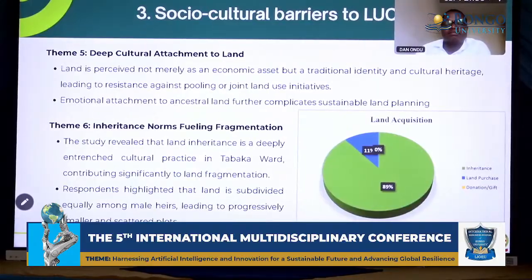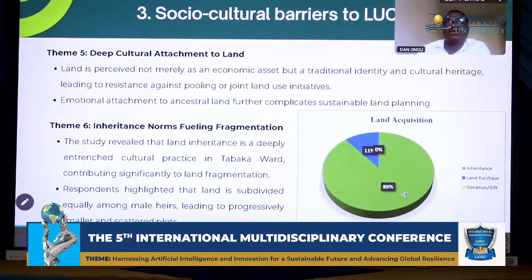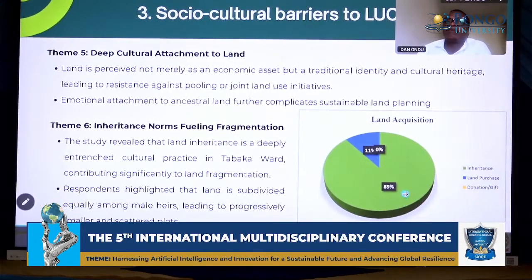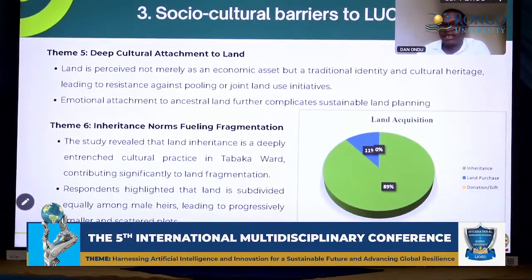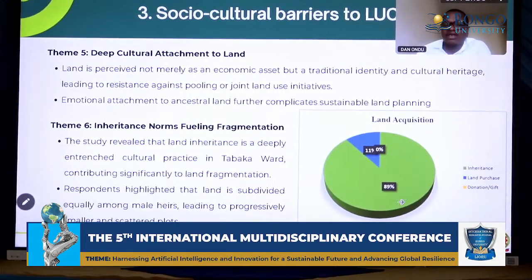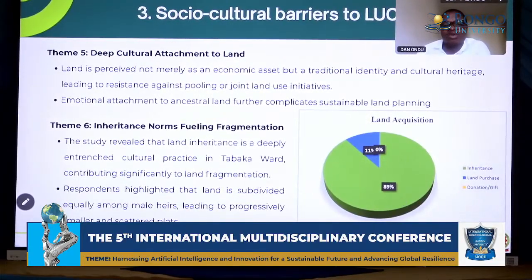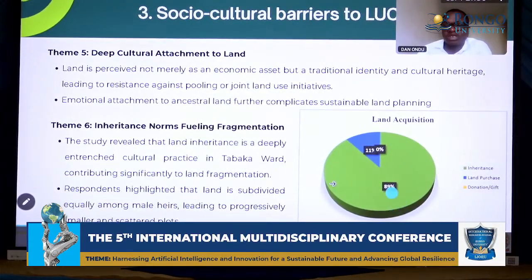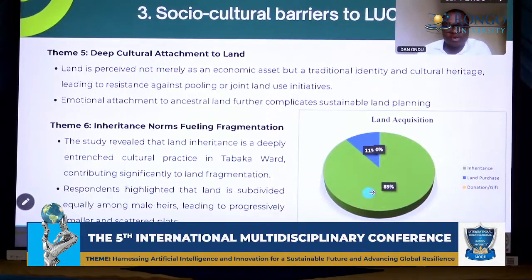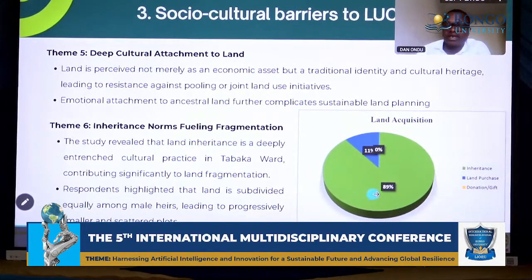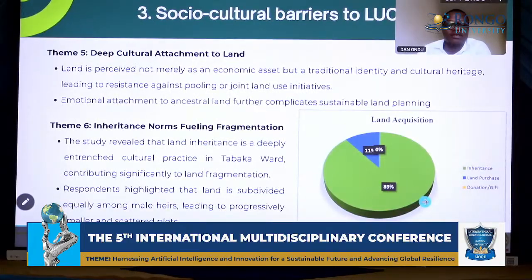The study established a deep cultural attachment to land, and the respondents were very reluctant in terms of considering joint land use initiatives. The issue of inheritance is a norm. Everyone expects to be given land, however small it is. The study also established that the majority of the respondents acquired land through inheritance at 89%, and only 11% bought the land they lived on.